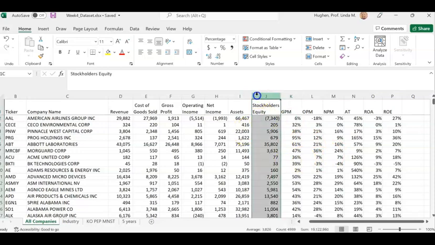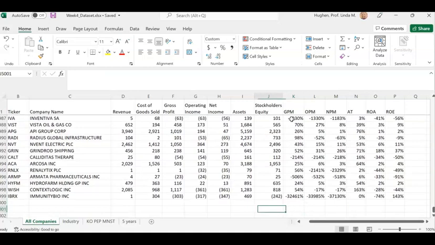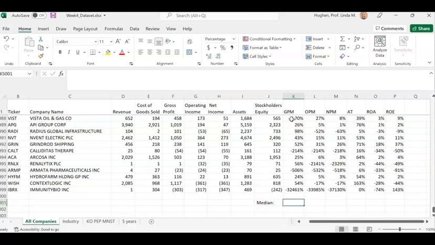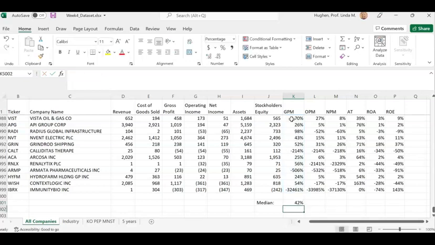We have almost 5,000 companies here. To get to the bottom of my data set, I'm going to hit Control down arrow. That's going to take me to my last row. And what I want to do to get an idea of how these companies did, without looking at almost 5,000 values, is look at the median values in each one of these ratios. So for gross profit margin, let's take the median, cells K2 through K4999. And I get the median value.